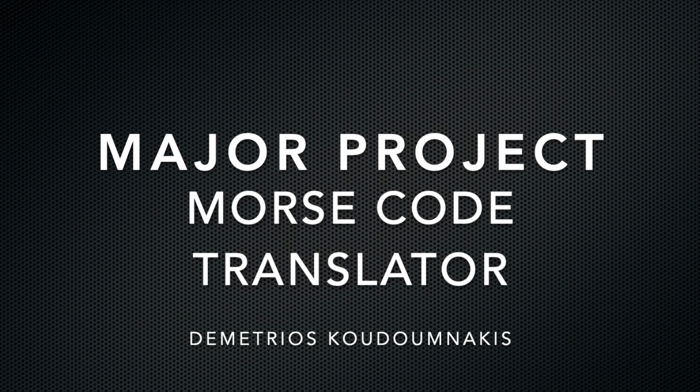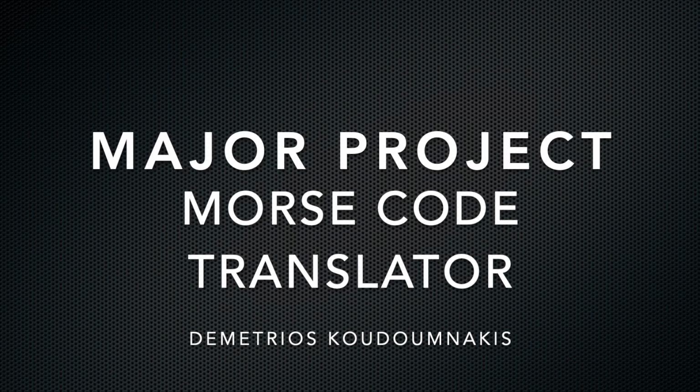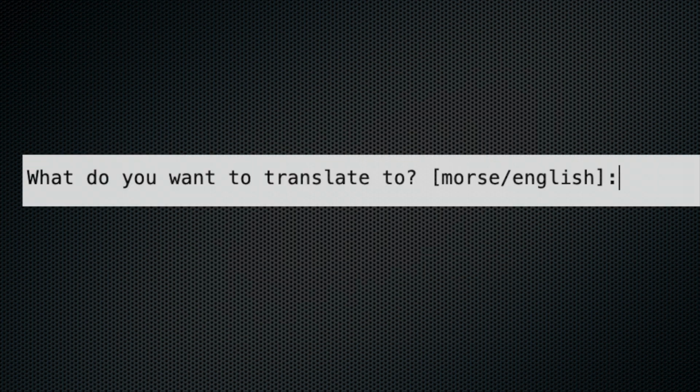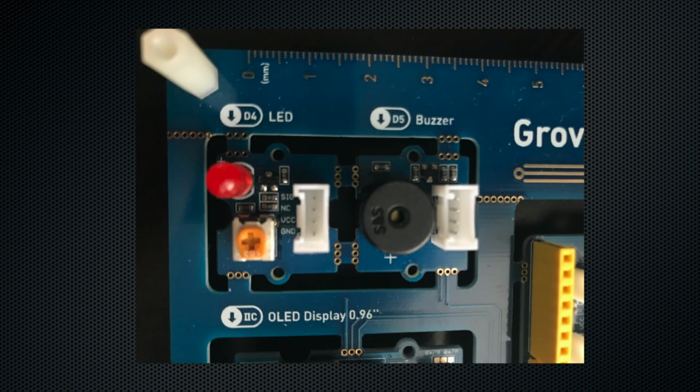My translator can convert an English phrase into a Morse code sequence and, reversely, a Morse code sequence into an English phrase. Once the system begins, a prompt will appear asking the user if they want to translate to Morse or to English. If the user chooses Morse, the program will then ask the user to input their desired translated phrase, and then the program will run, converting each character of that phrase into its corresponding Morse code sequence, and then display all of the sequences using the LED and buzzer.